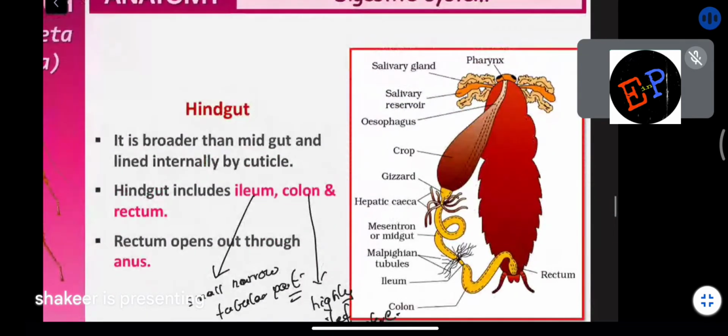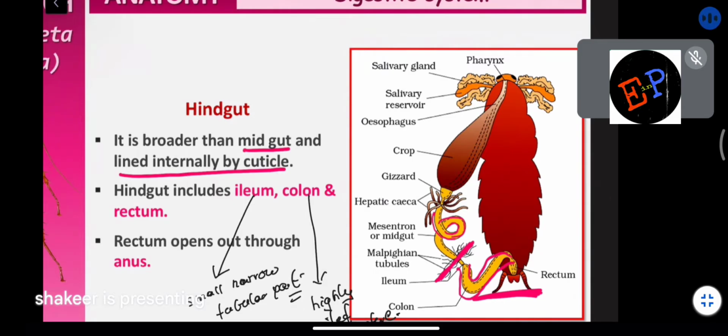Then, discussing the hindgut, that is the last part of the gut. What is called the hindgut? The region between the Malpighian tubules and the anus is called the hindgut. It is broader than the midgut and lined internally by cuticle. So its size is bigger when compared to the midgut. You can see here, this yellow color tube is very thin in the case of the midgut, but in the hindgut the diameter is very large. Clear?